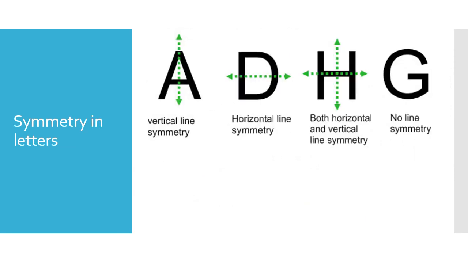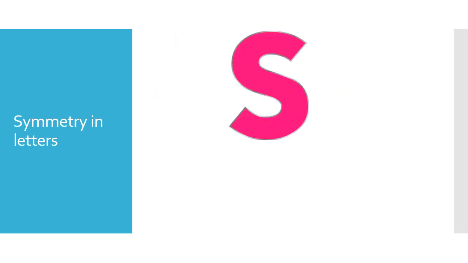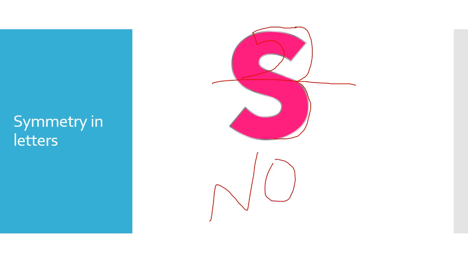We'll also see a lot of letters in symmetry. Here we go again. We see vertical, horizontal, or both, or sometimes there's none. So the letter S, a lot of people, it seems like it would be symmetrical. But if I cut it across like this, the curve right here would be here, right? It would curve around this way. So it looks symmetrical, but it's really not. So this is a no.